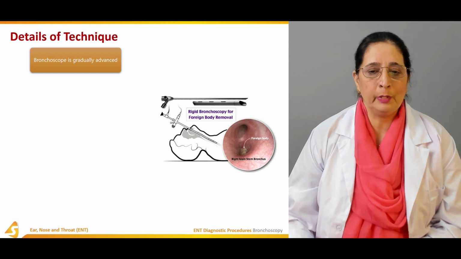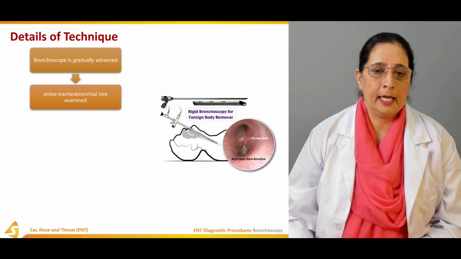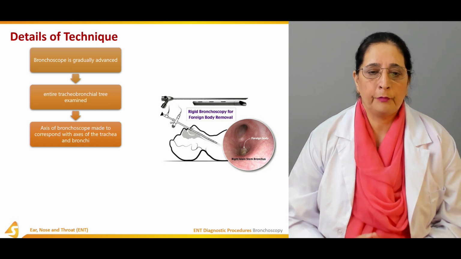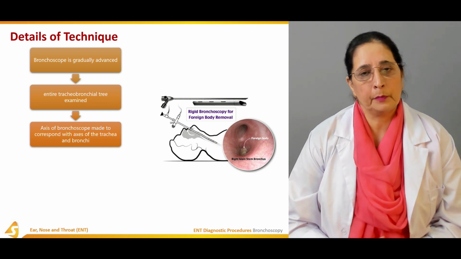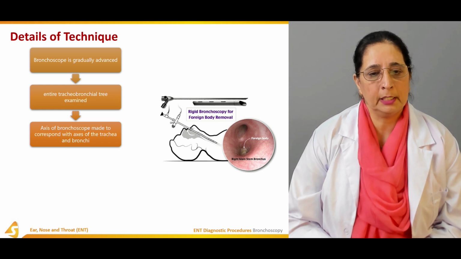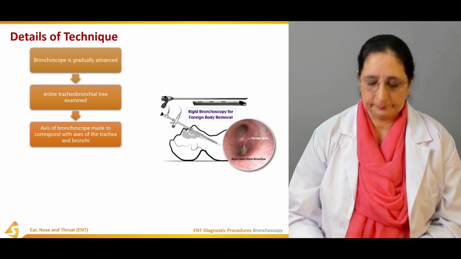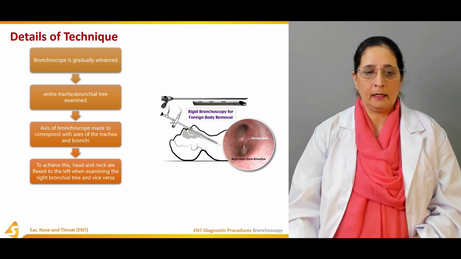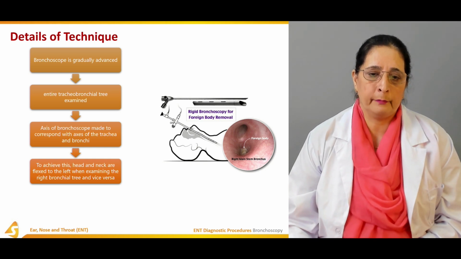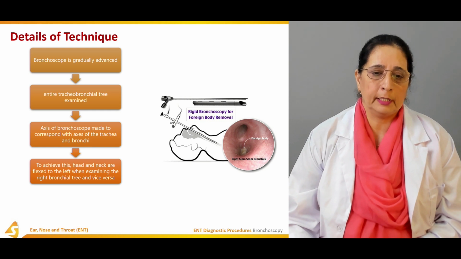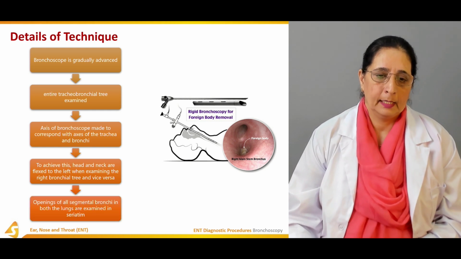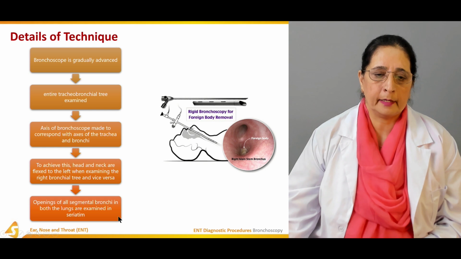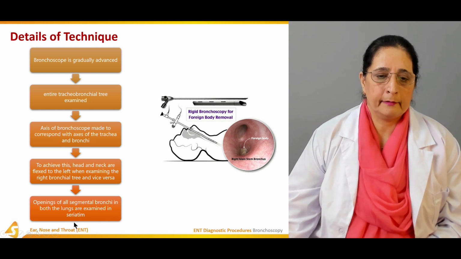Bronchoscope is gradually advanced. Entire tracheobronchial tree is examined. Axis of bronchoscope made to correspond with axis of the trachea and bronchi. To achieve this, the head and neck are flexed to the left when examining the right bronchial tree and vice versa. Opening of all segmental bronchi in both the lungs are examined in seriatim.